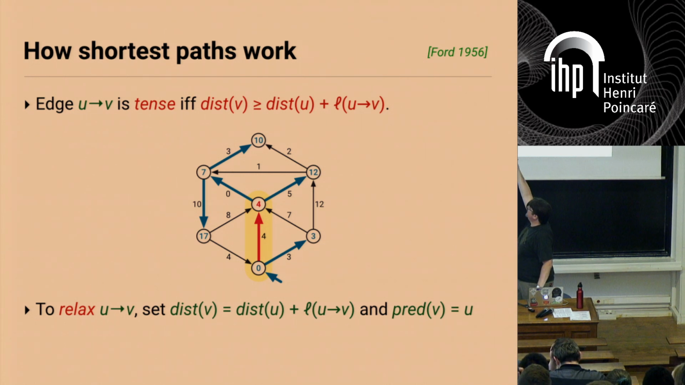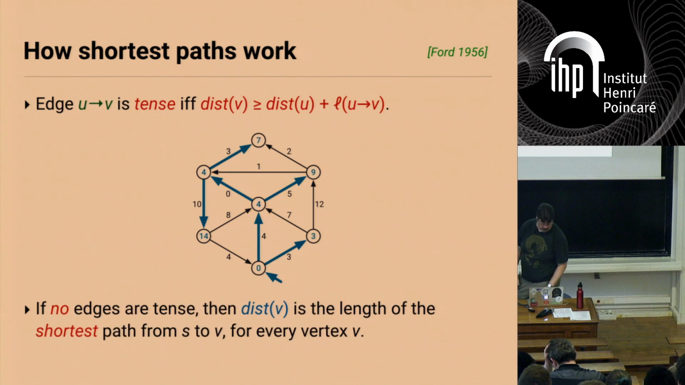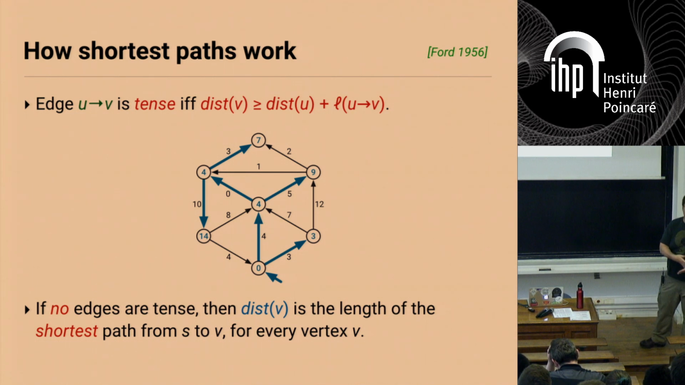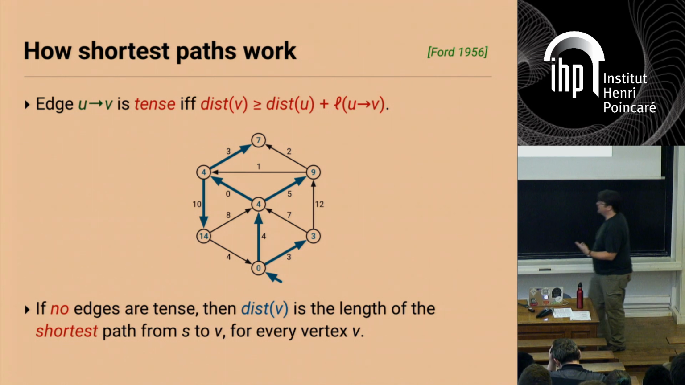Now notice that in a general shortest path algorithm, when I relax one edge, it may cause other edges to be tense. Fine, so this will propagate for a while. But eventually you reach a state where none of the edges are tense, and at that point you know you have the correct shortest paths.